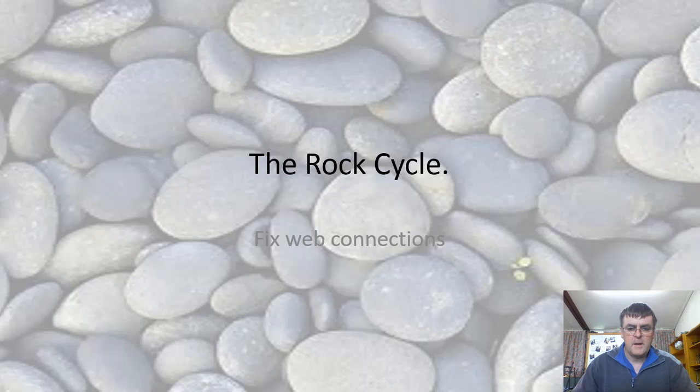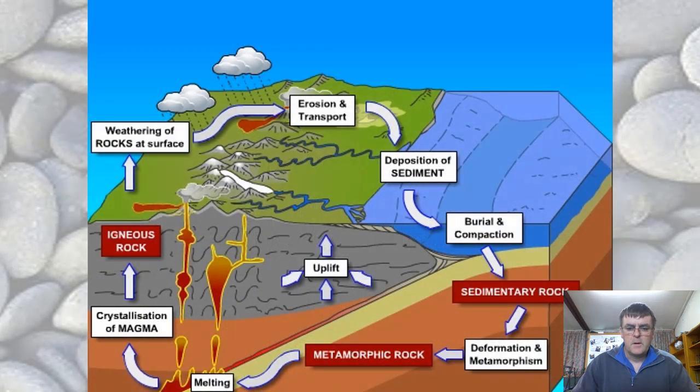Hi, Mr. Kane here, and we're going to start looking at our rock cycle. So, here it is, the cycle where things get moved around, different kinds of rocks being made, turn into each other, coming up, going down. What's going on? Let's look into some details.